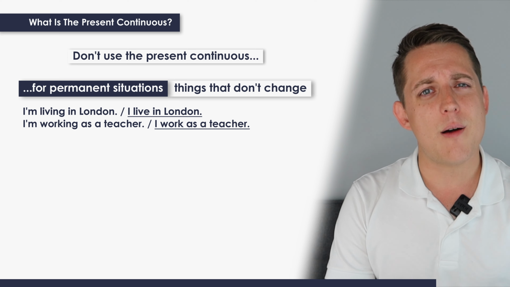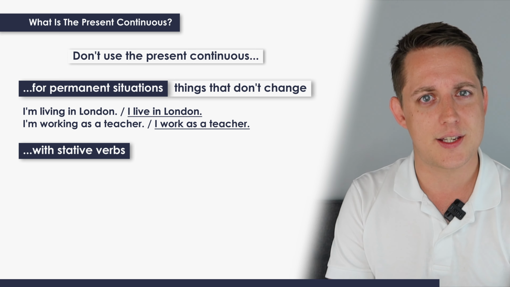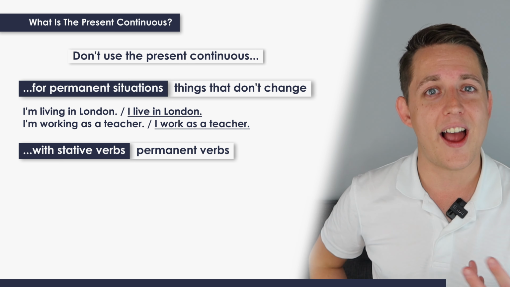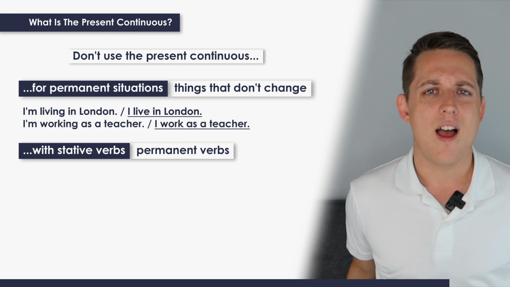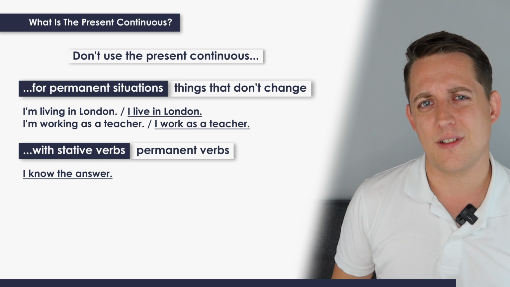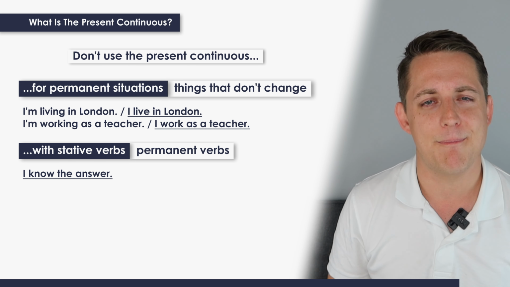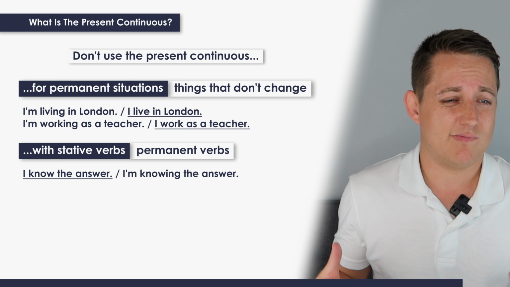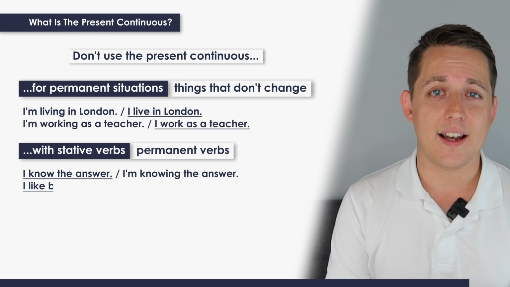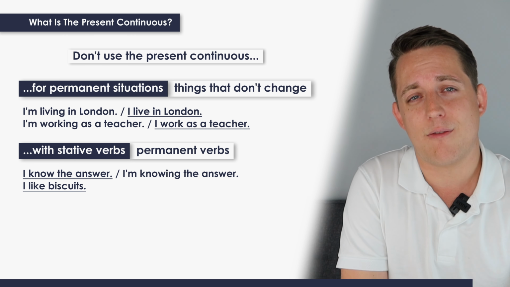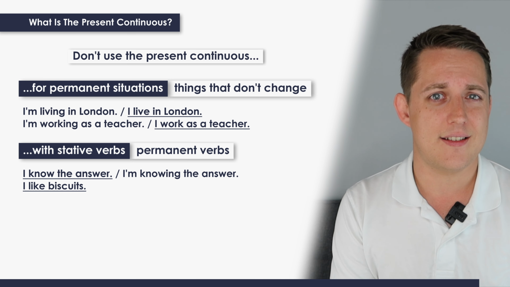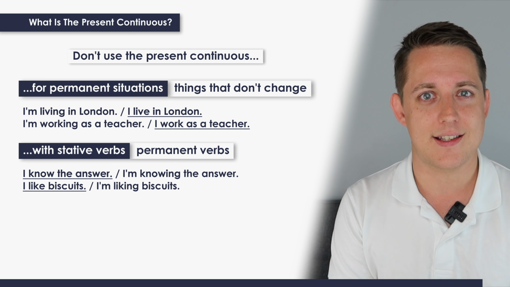There are also some verbs called stative verbs, which are pretty much permanent, like I know or I like. Here's an example. I know the answer. Okay, that doesn't easily change. You can't forget the answer that easily. I knowing the answer doesn't really make sense. Or another one, I like biscuits, right? It's not really easy to change the things you like. So it's weird to say I'm liking biscuits.